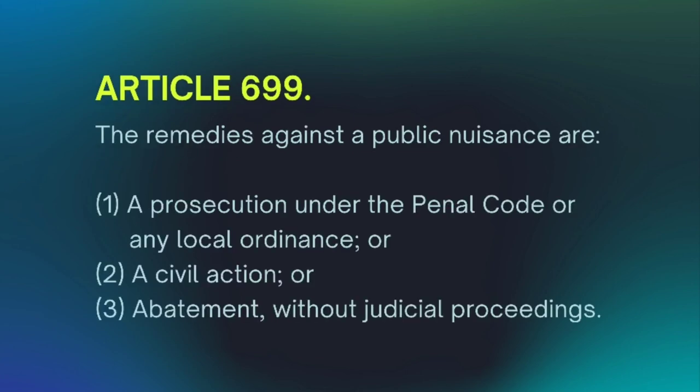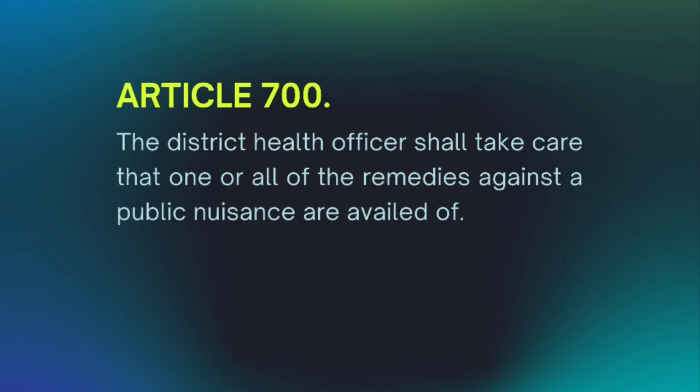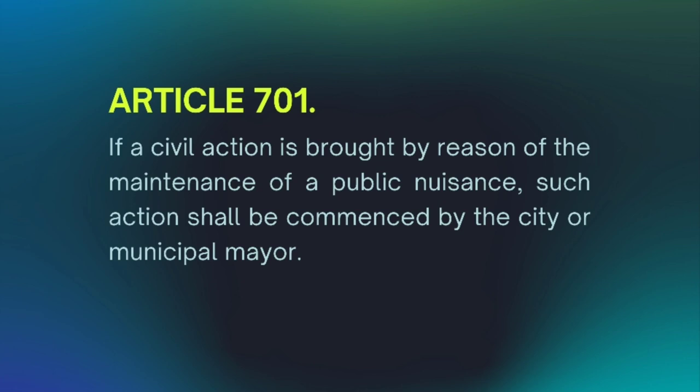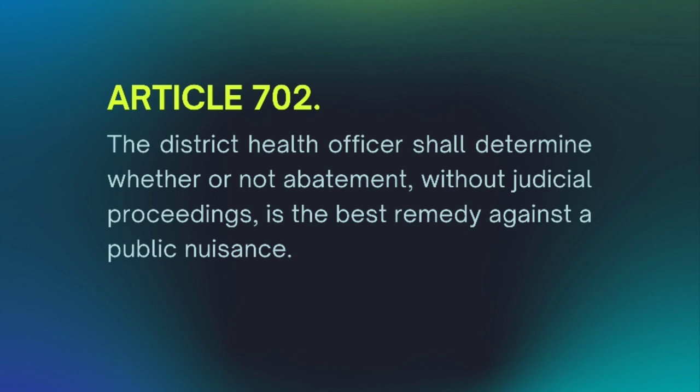Article 699. The remedies against a public nuisance are: 1. A prosecution under the penal code, or any local ordinance, or 2. A civil action, or 3. Abatement, without judicial proceedings. Article 700. The district health officer shall take care that one or all of the remedies against a public nuisance are availed of. Article 701. If a civil action is brought by reason of the maintenance of a public nuisance, such action shall be commenced by the city or municipal mayor. Article 702. The district health officer shall determine whether or not abatement, without judicial proceedings, is the best remedy against a public nuisance.